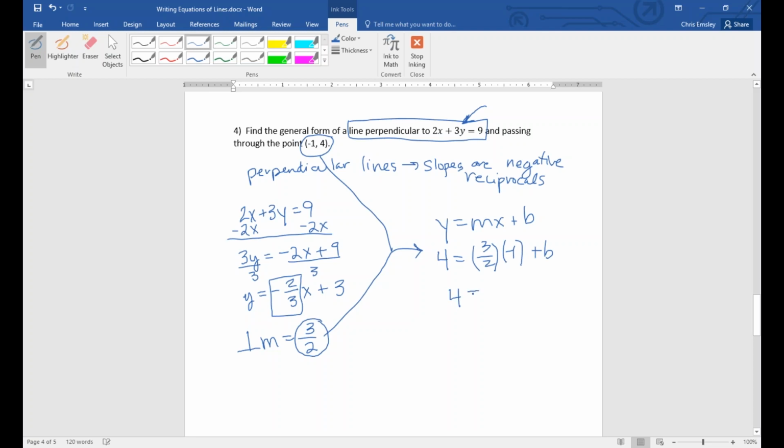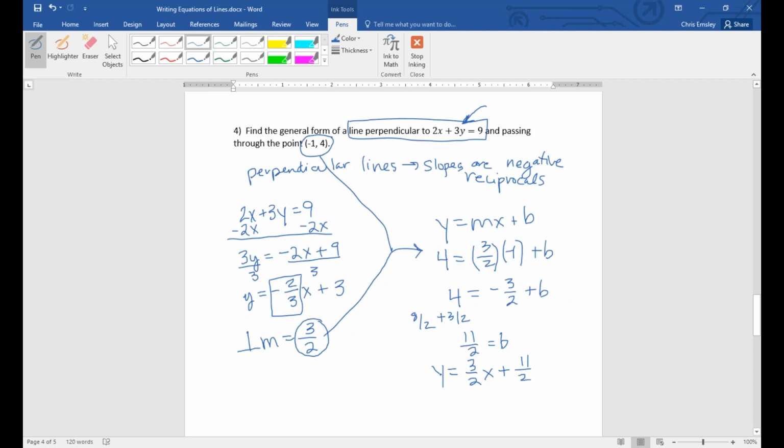So that is 4 equals negative 3/2 plus b. We have to add 3/2 to both sides. 4 is 8/2, so we would have 11 over 2 as our y-intercept. So our equation looks like this. Our slope is 3/2, and our y-intercept is 11/2.